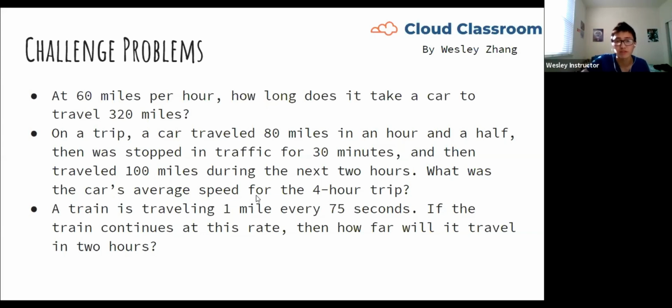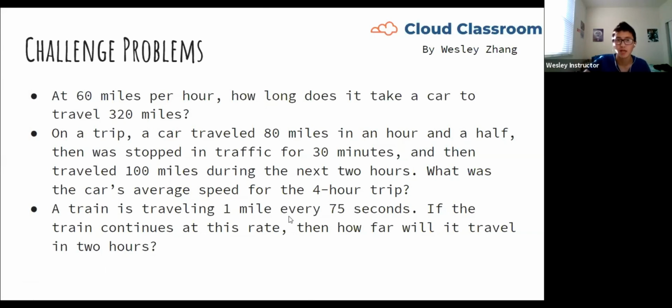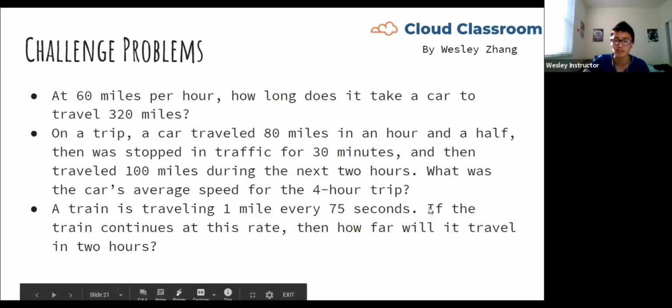All right, a train is traveling 1 mile every 75 seconds. If the train continues at this rate, then how far will it travel in 2 hours? So we have miles per second. You guys can do this multiple ways. You guys can convert this into hours, or you guys can convert hours into seconds. I would prefer converting hours into seconds because you guys get whole numbers.